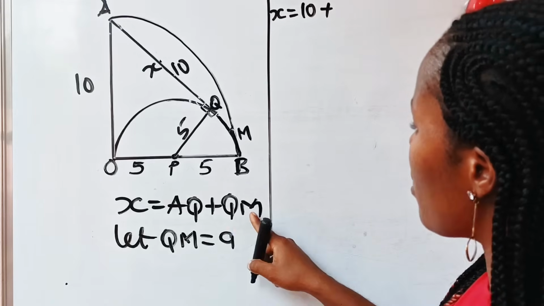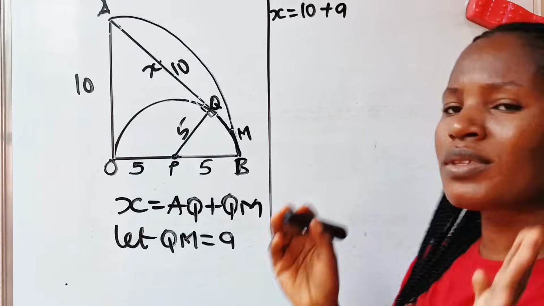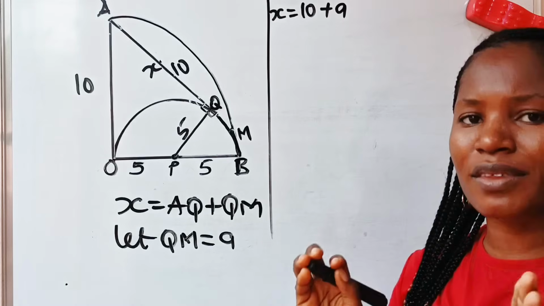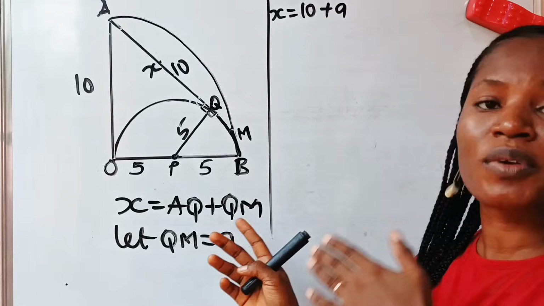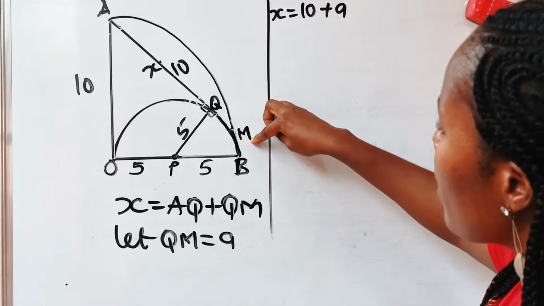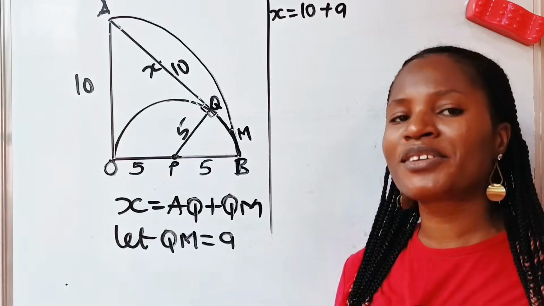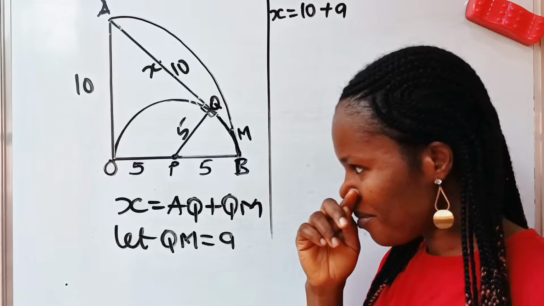plus our QM. Remember we said let QM be equal to A plus A. Now, in all these things, the only problem we have now that is preventing us from getting to the root of our solution is the value of QM. Once we get this QM, we are good to go. So how do we go about it?